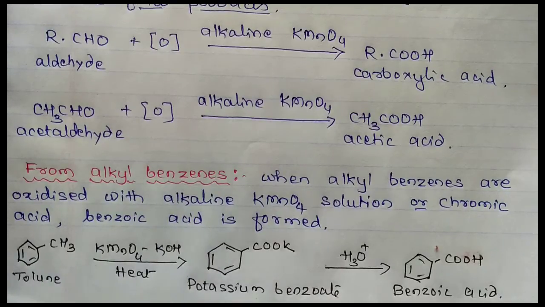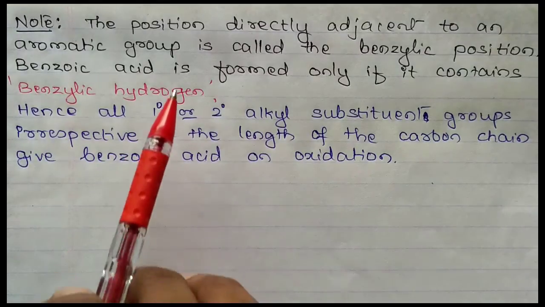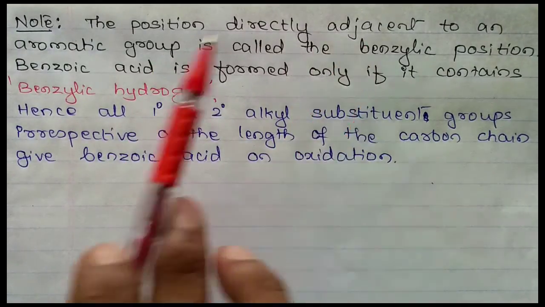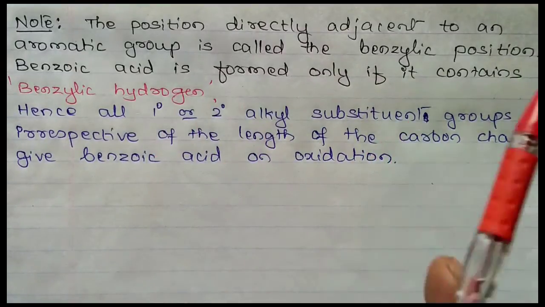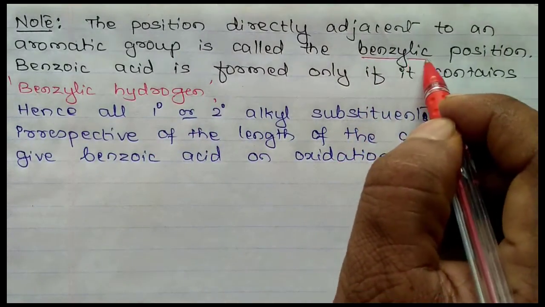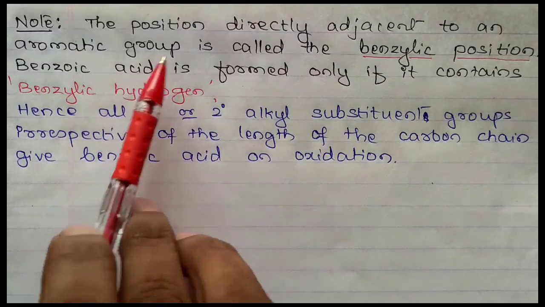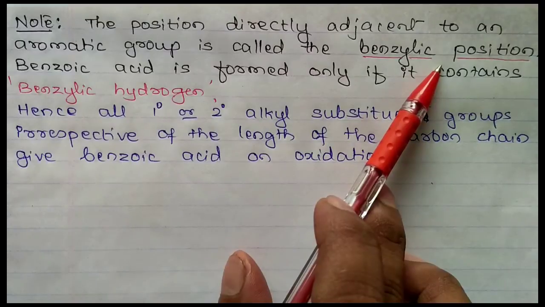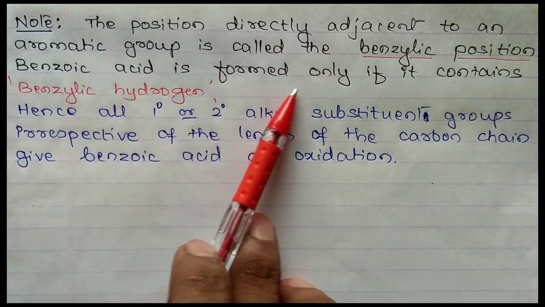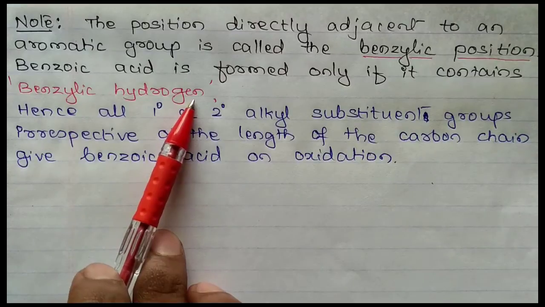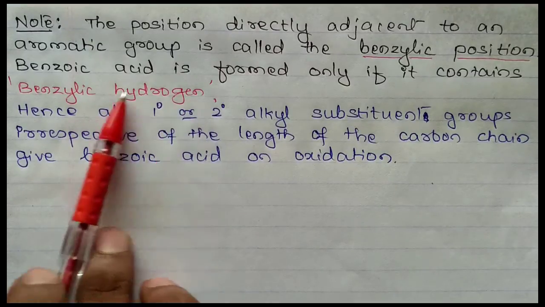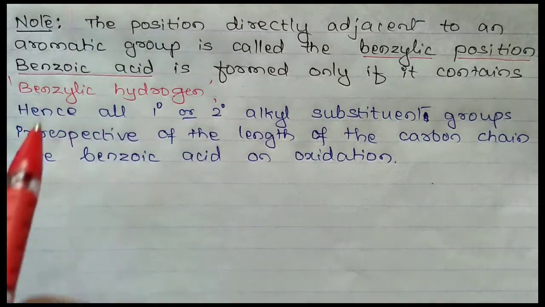Here we have to make one note. The position directly adjacent to an aromatic group is called the benzylic position. We have already discussed this during classification. A benzylic carbon atom is an sp3 hybridized carbon atom attached to, or present next to, an aromatic group. Benzoic acid is formed only if it contains benzylic hydrogen. If that benzylic carbon atom contains a hydrogen atom, only then is the final product benzoic acid.